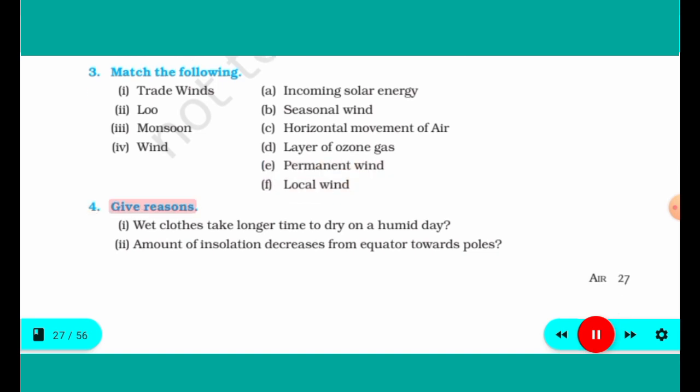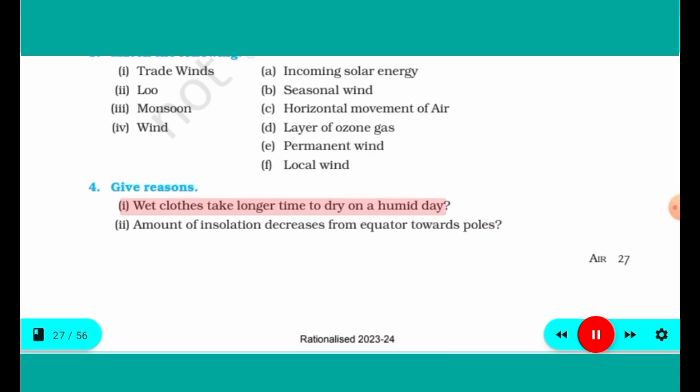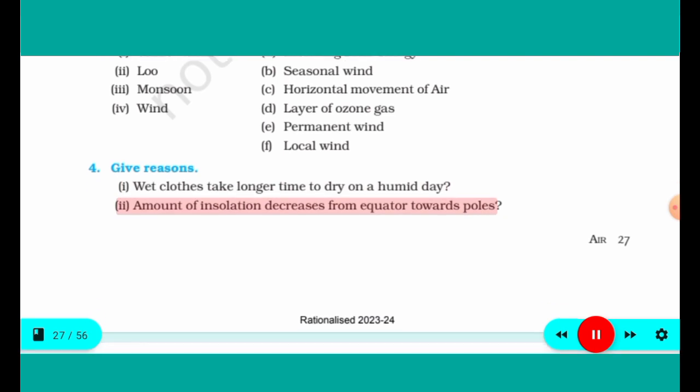4. Give reasons. I. Wet clothes take longer time to dry on a humid day. II. Amount of insolation decreases from equator towards poles. Do you know?